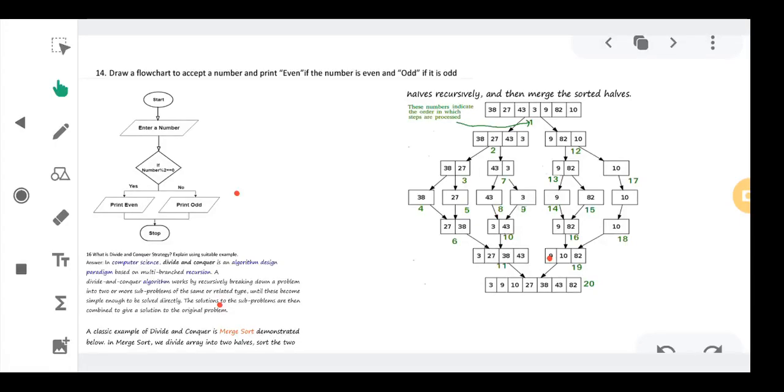Hello student, in the previous session we discussed the basics of the divide and conquer strategy. At that point of time I told you that with a suitable example we try to resolve the problem if you're facing difficulty in understanding how this divide and conquer strategy works. For this reason I have given an example of sorting.